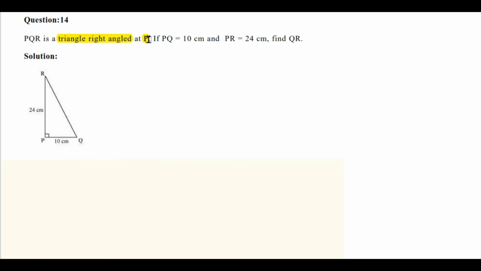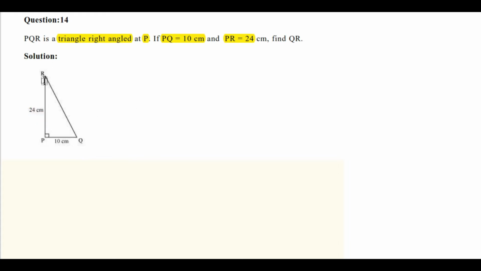What is important for placing the right angle? You should place the right angle at the exact place. If the question is saying that the right angle is at P, then your point P should be at the right angle. After placing it, it is given here the value of PQ equals 10 centimeter. So here I have constructed 10 centimeter, and the value of PR equals 24 centimeter. So PR here I have mentioned as 24 centimeter.